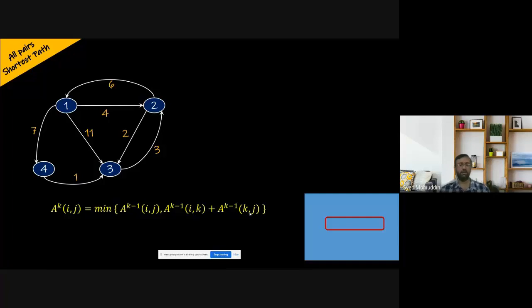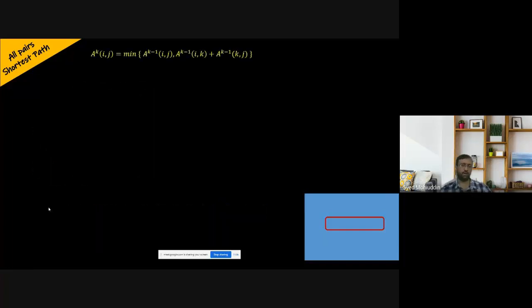So that is how we do it. Then what is A actually? A is a matrix which will be storing the cost of what, or we can say that which will be storing the minimum cost from vertex i to vertex j. So A is actually a matrix. Now let us look at how to solve this problem.